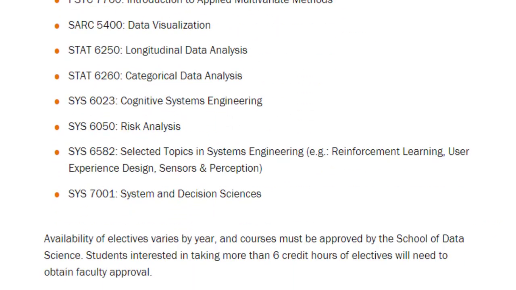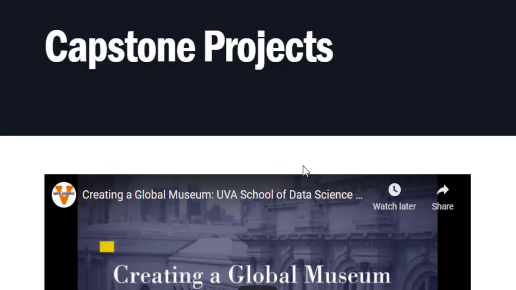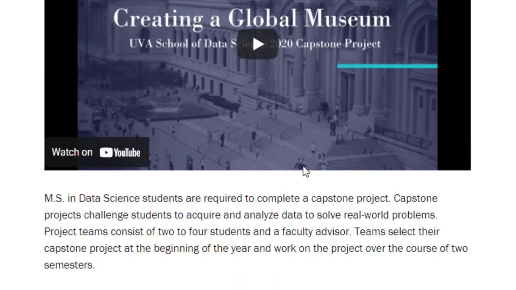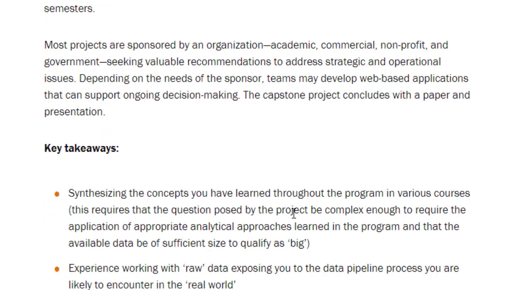And if we talk about the capstone projects, I will be talking about this because they have a very different overview on the capstone project. They work in a team of 2 to 4 with a faculty member assigned to you as a mentor. And what is different is that these projects are sponsored from outside of the School of Data Science.